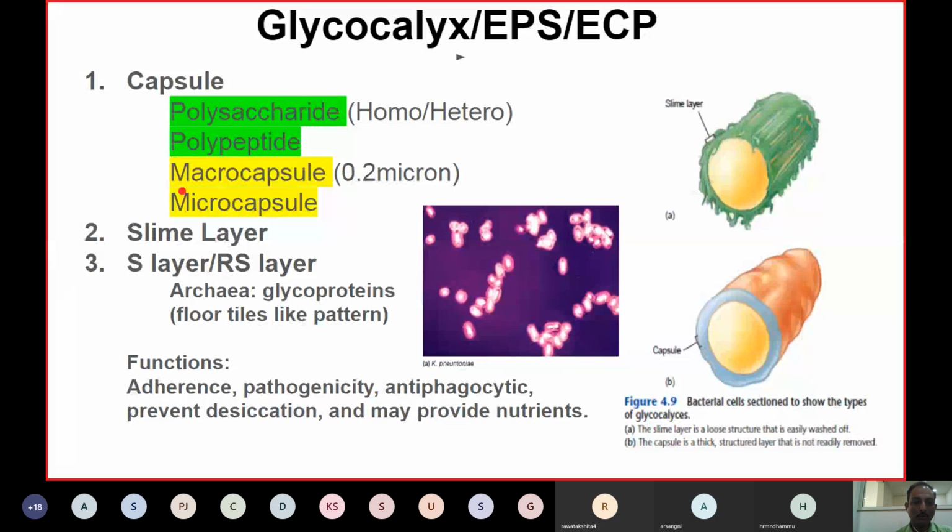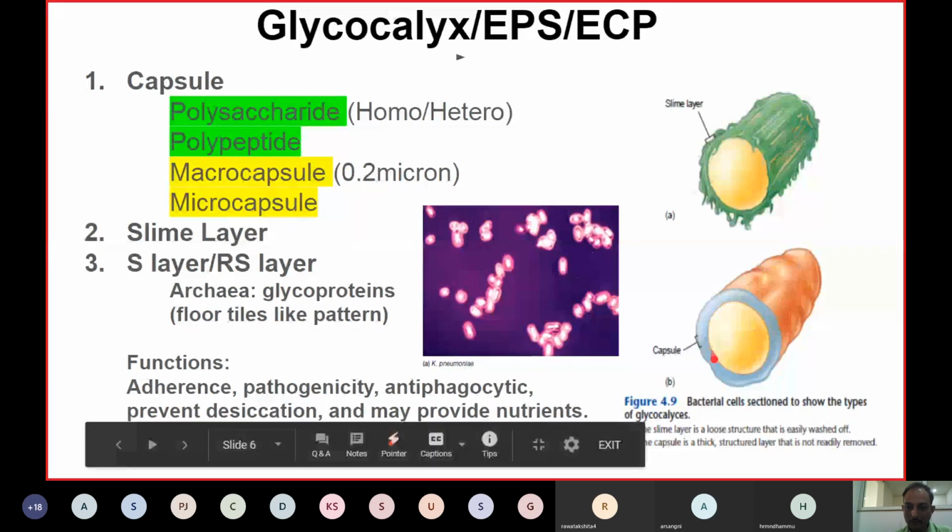Likewise, capsules on the basis of dimension, if more than 0.2 micrometer, are known as macrocapsules, otherwise microcapsules. So it may be a macrocapsule or a microcapsule. Now actually this capsule, which is a part of the glycocalyx, can be present in two forms. You can see this picture.